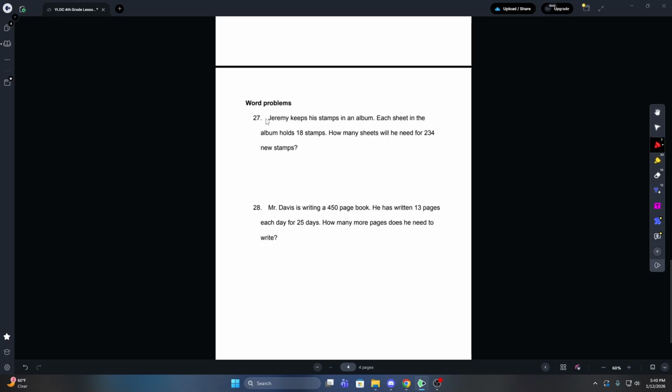Alright, let's move on to word problems. Jeremy keeps his stamps in an album. Each sheet in the album holds 18 stamps. How many sheets will he need for 234 new stamps? So here, this is a classic division problem. You have a total amount of things, which is stamps, and we know that each sheet takes up 18 stamps. So if you want to know how many sheets we need, we're going to think about how many times we can split up 234 into groups of 18, aka divide 234 by 18.